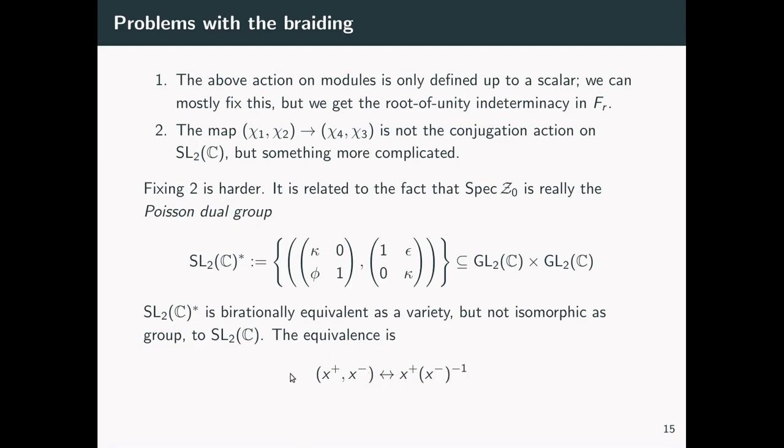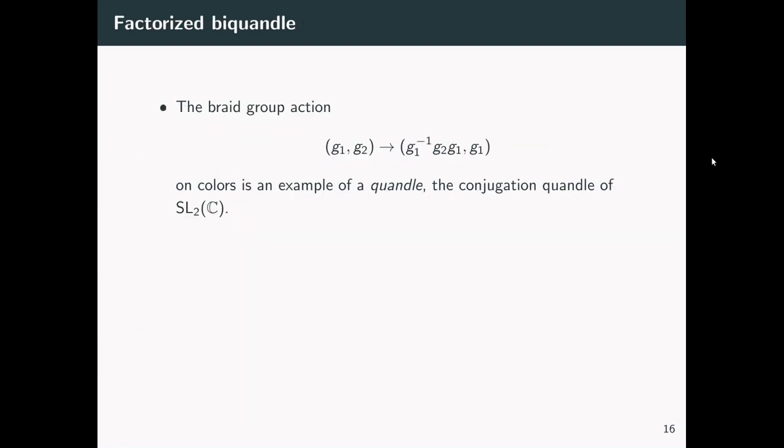SL2C star is not SL2C, and doesn't have the same group structure, but it is birationally equivalent. Right? This map is almost an isomorphism. It sort of misses a small closed set, but it's not a group homomorphism, which is why it's okay that this is not actually the conjugation action, because it's in a different group, so it shouldn't be. However, this is fixable by some kind of theory of factorized biquandles.